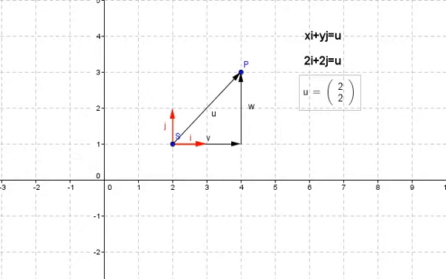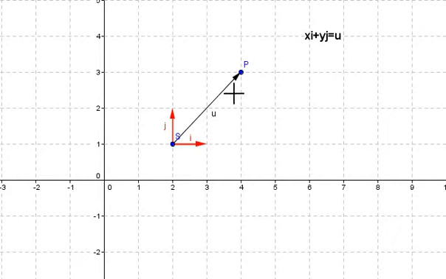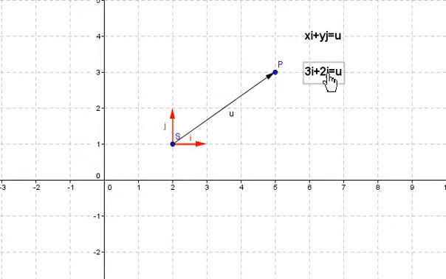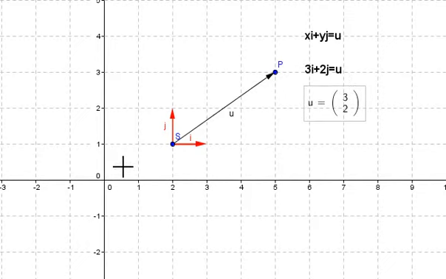Now as an exercise, change the vector, and as an exercise find the coordinates of this vector. Pause the tape and find the coordinates of u. Now if your coordinates are 3 and 2, your answer is correct.